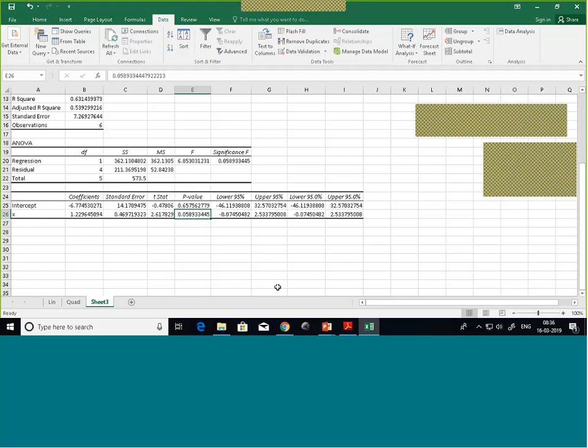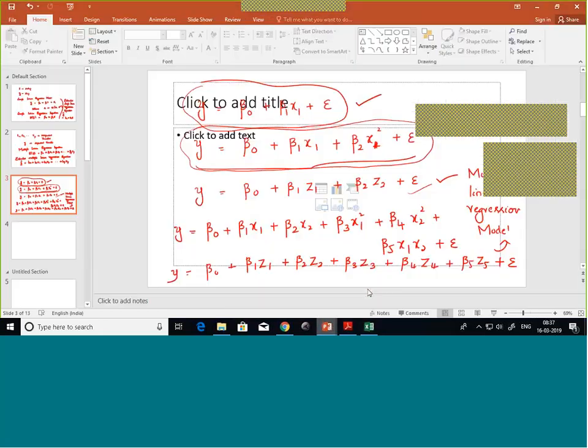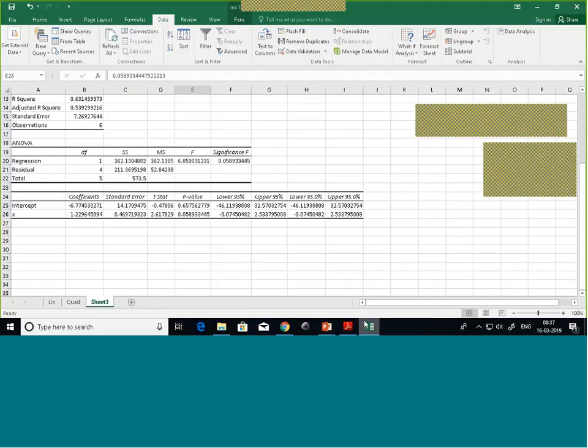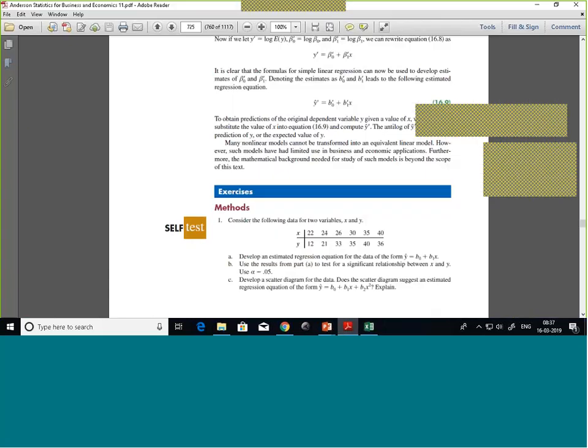So what is the equation you got? Y crown is equal to minus 6.77 plus 1.23 into x. Is it the same? What is the equation you got? Y crown is equal to minus 6.77 plus 1.23 into x.